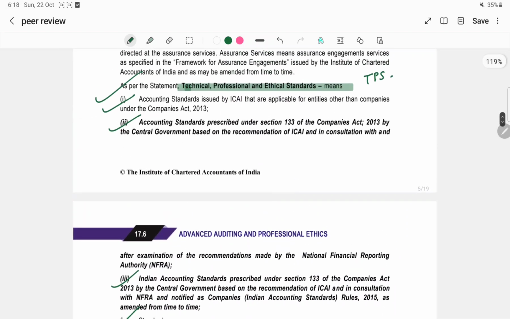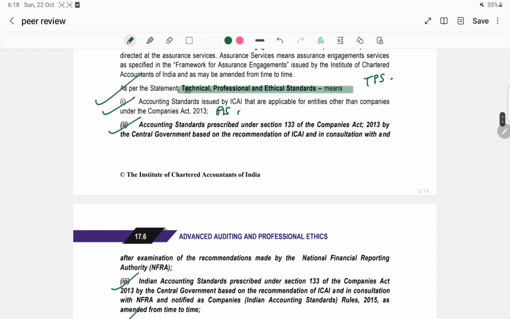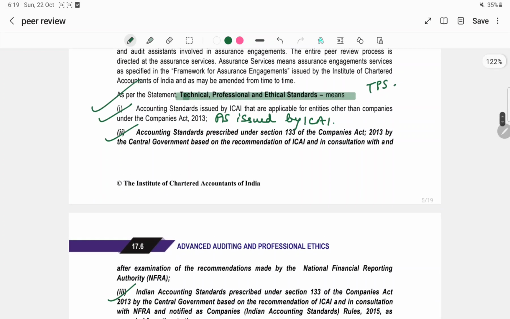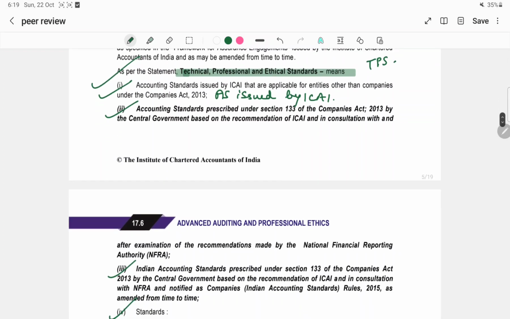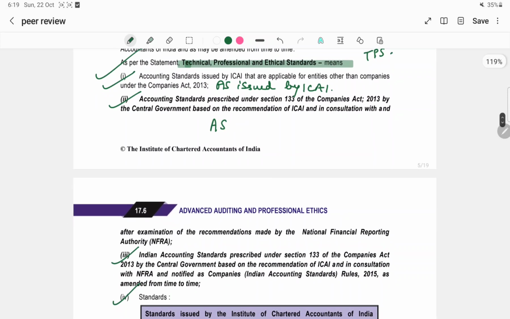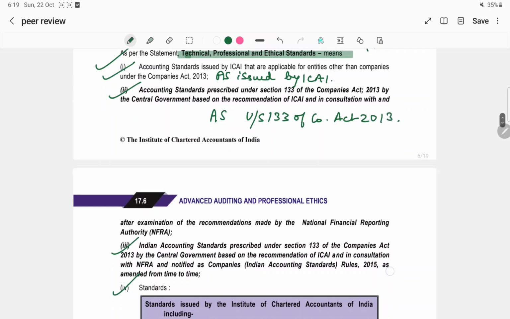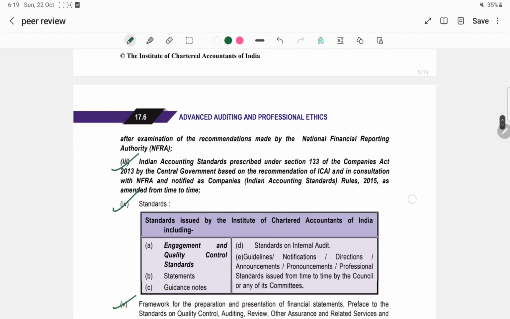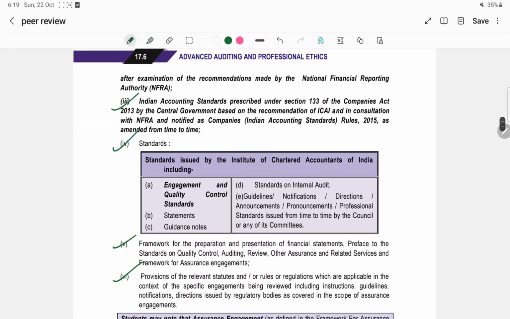So it is very easy. One is the AS, that is issued by ICAI. So accounting standards you have already studied in accounts, so it is very easy to recall. Accounting standards issued by ICAI. Now again there is accounting standards, that is AS, but this time which is prescribed under section 133 of Companies Act. So this one also you can easily remember because you have already studied Companies Act 2013 in CA Foundation. Now this is Indian accounting standards.